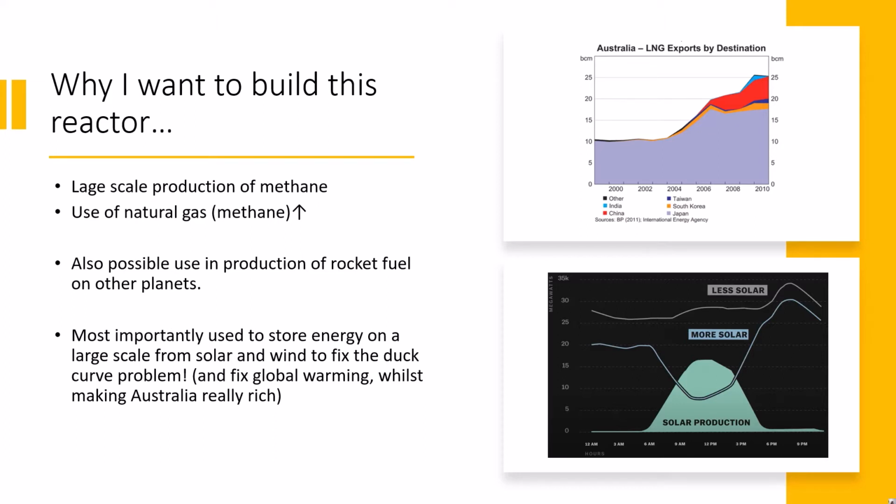But most importantly, I want to develop this reactor to fix the duck curve problem. The duck curve problem arises when solar production increases in the grid. The additional solar production doesn't reduce power demands equally throughout the day, however, but instead the demand curve appears more like a duck's back, as shown in the dark graph on the right.